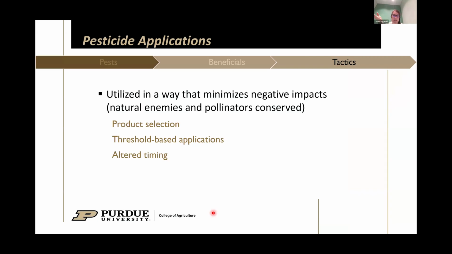When you do use pesticides, utilize them in a way that minimizes their negative impacts. This can be done through product selection, making those threshold-based applications, or even altering the timing at which you're applying those products to minimize runoff or non-target effects in terms of exposure to some of those beneficial insects.